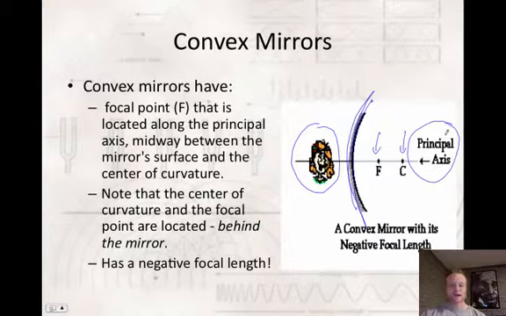And since it's behind the mirror, it will have a negative focal length. That's kind of important to note. So convex mirrors have negative focal lengths. When we deal with problems with convex mirrors, you will always see the focal length being negative, because that's just the way things are with these types of mirrors.